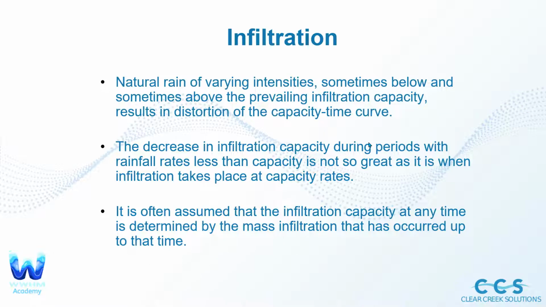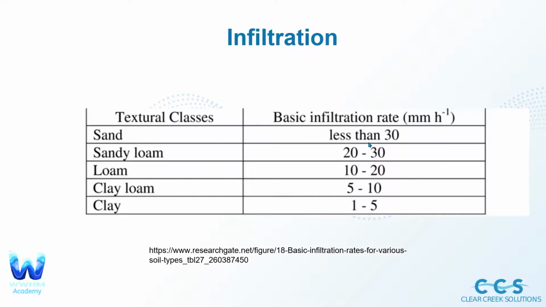So natural rain in varying intensities, sometimes below and sometimes above the prevailing infiltration capacity, results in distortion of the capacity time curve. The decrease in infiltration capacity during periods with rainfall rates less than capacity is not so great as when infiltration takes place at capacity rate. And it is often assumed that the infiltration capacity at any time is determined by the mass infiltration that has occurred up to that time.